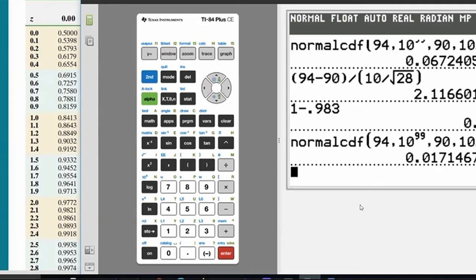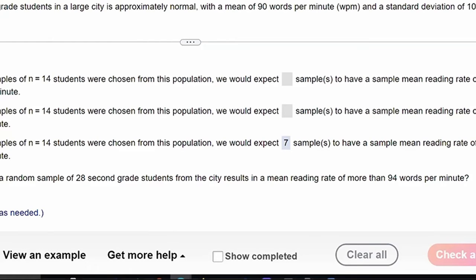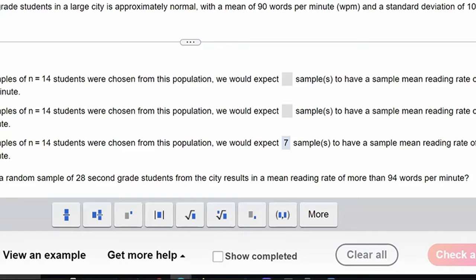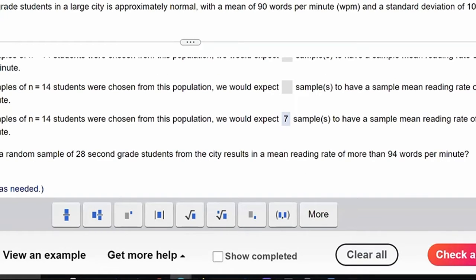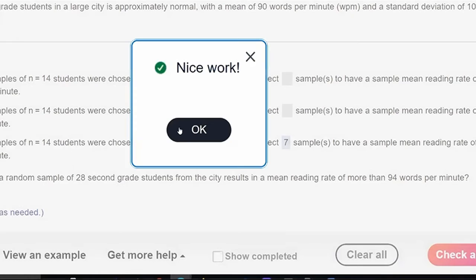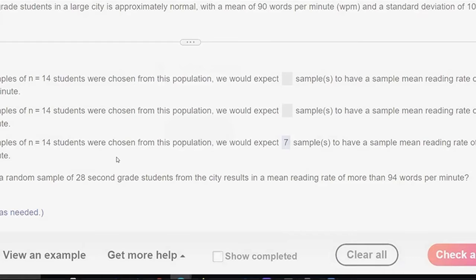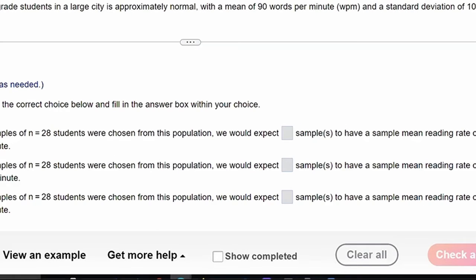that will round down to 0.0171. So 100 simple random samples with the same size of n equals 28. Multiply that by 100, you get 1.71. That's going to round up. We'd expect in 2 of the samples that the mean reading rate is more than 94 words per minute.